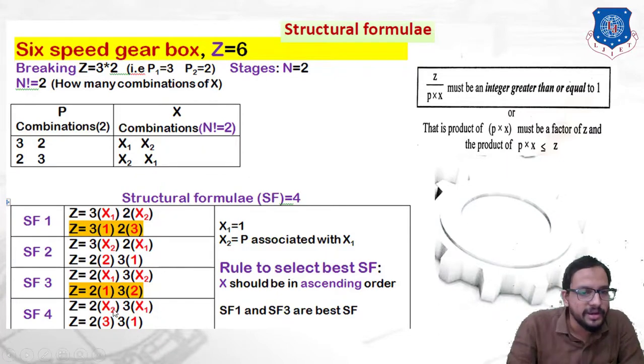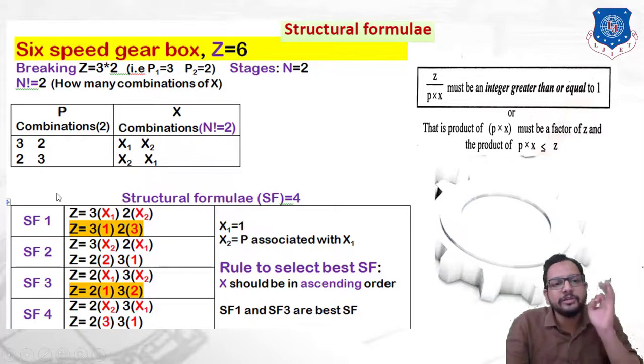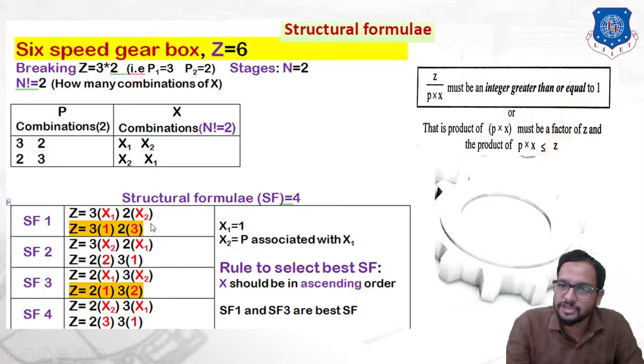So in every case, you can clearly see that first we need to arrange the p. That is the speed steps combination. So first 3 into 2, and accordingly by using 3 into 2, we are going to interchange the value of x. And similarly, by using 2 into 3, we are going to interchange the value of x. So by doing this, we are going to get 4 different combinations of a structural formula.